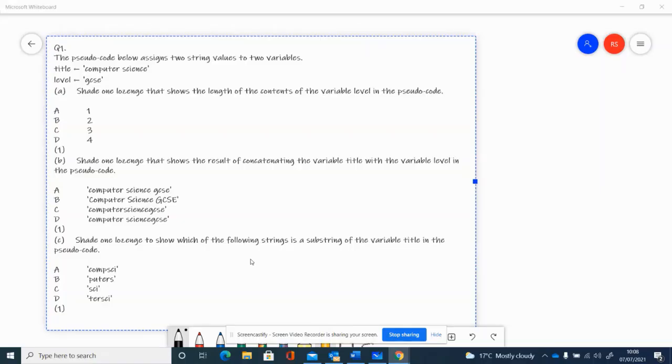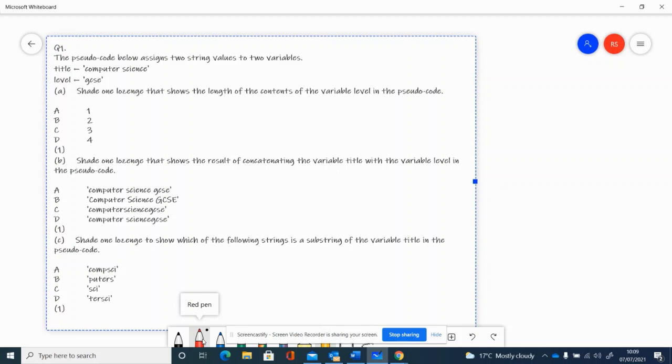So I just wanted to make a few videos on this really to talk about the exam that we did with year 10, but these are relevant to any GCSE kind of questions really. So the first question caused quite a few issues. It's essentially a programming question, and it's about concatenation.